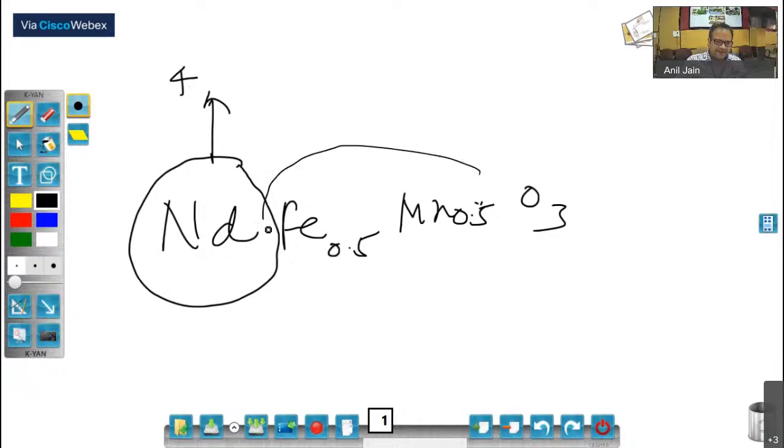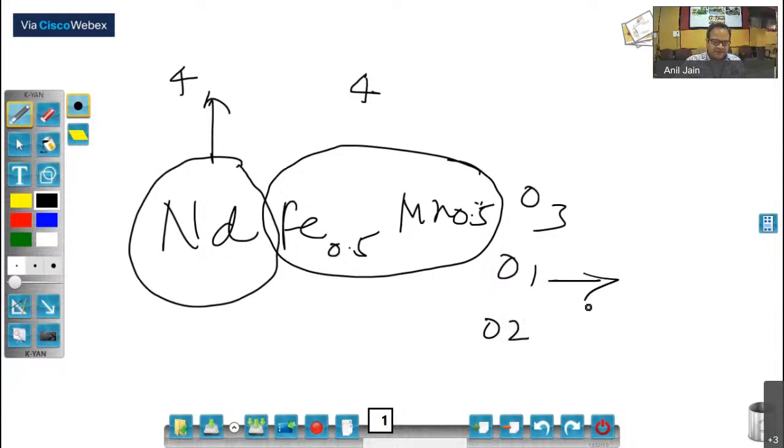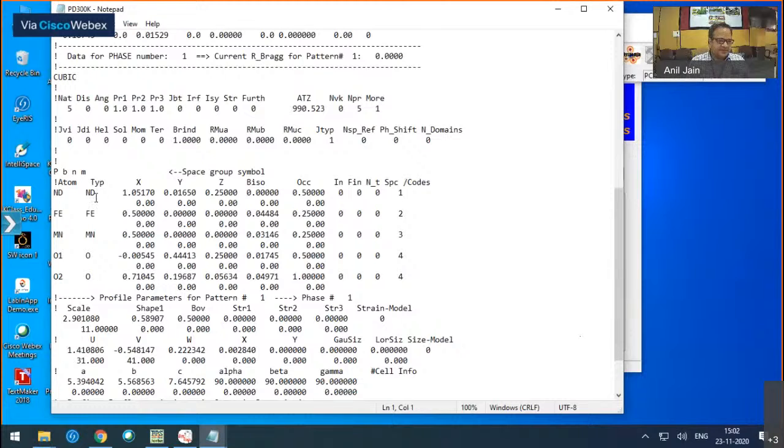and for the site where iron and manganese go, it is also 4. Oxygen has two sites, oxygen 1 and oxygen 2. For the one site where oxygen goes, multiplicity is 4, and for the other site where oxygen goes, multiplicity is 8, and the multiplicity of the general site is 8. So now to get this occupancy correct, if a site is fully occupied, we have to divide the multiplicity of that site by the general multiplicity. And let's see how it looks. So this is neodymium, iron, manganese, O1, O2.